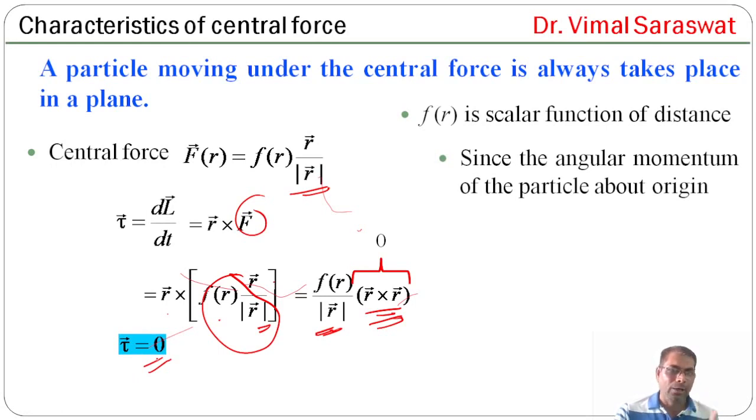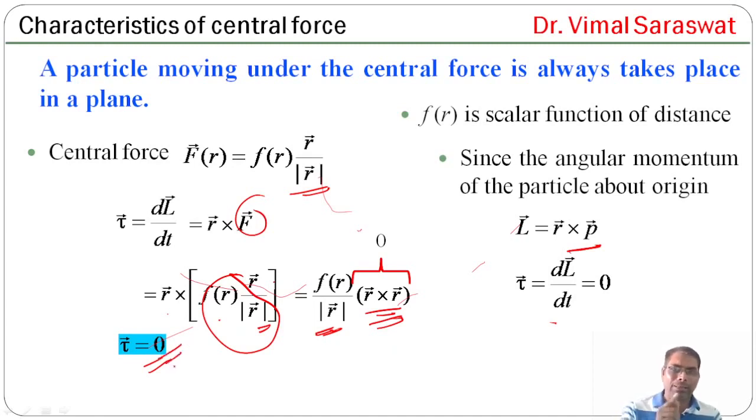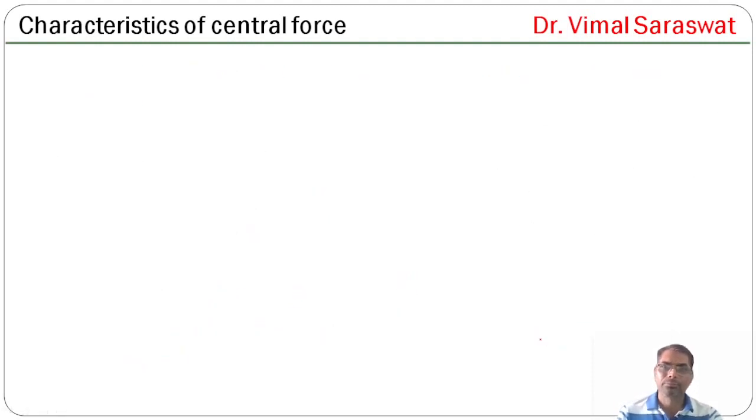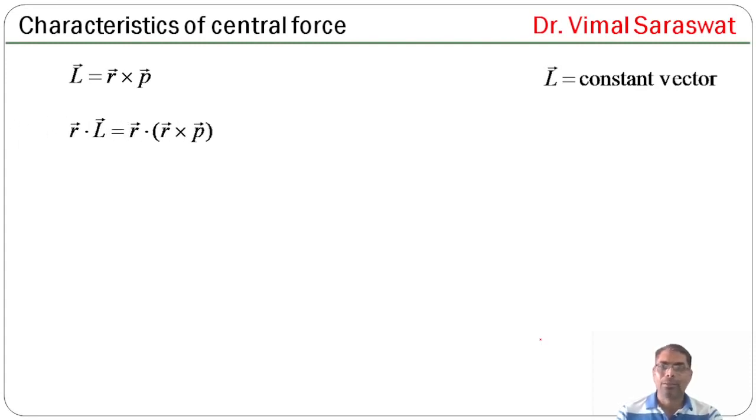Since the angular momentum of the particle about origin is L equal to r cross p, and torque equal to dL by dt, and since torque is 0, because the particle is moving under the central force, so dL by dt is 0, or L is constant vector. Now, L equals to r cross p, and L is a constant vector.